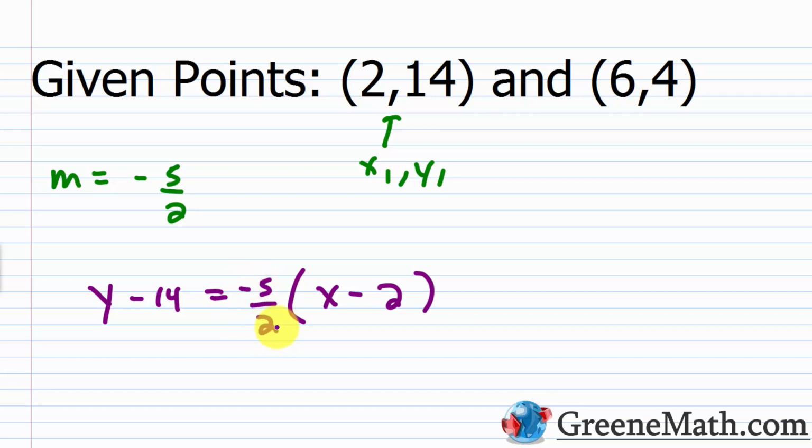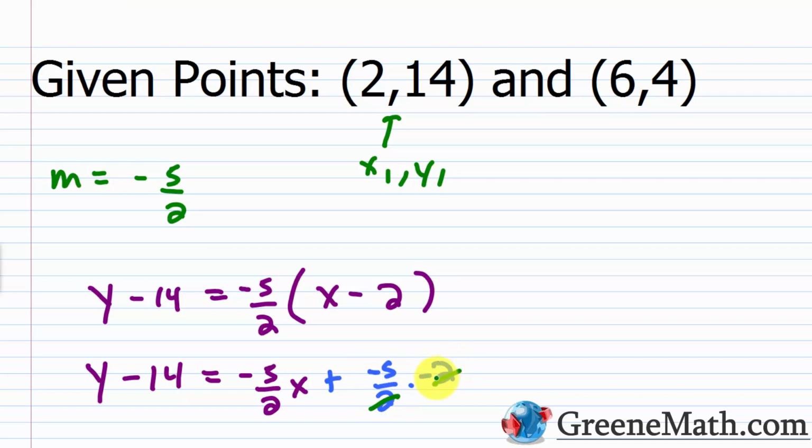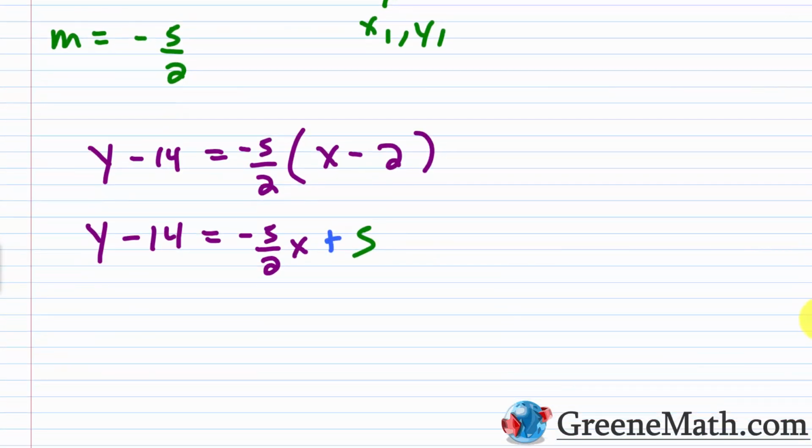Okay, so let's just solve this for y, and we'll be done. So we'll have y minus 14 is equal to negative 5 halves times x, which is negative 5 halves x. And then negative 5 halves times negative 2. Let's just do this off to the side. Let's put plus negative 5 halves times negative 2. We can clearly see the 2's would cancel. Negative times negative is positive, so you basically have positive 5 there. Okay, so we'll put plus 5. Let me scroll down and get some room going.